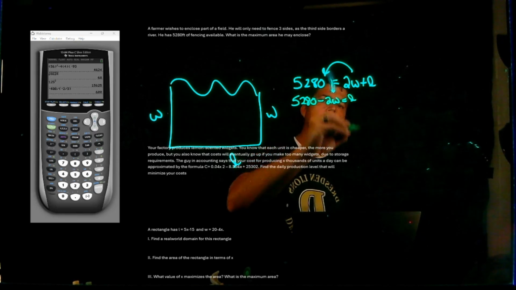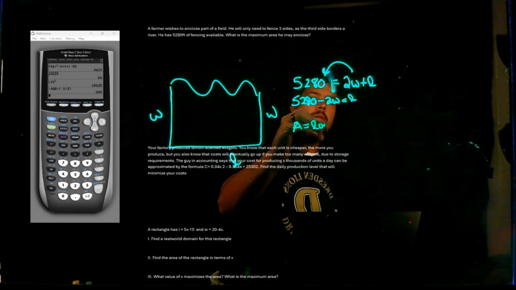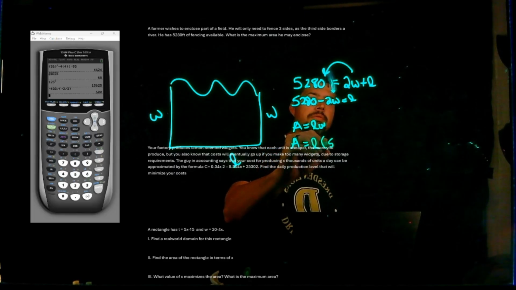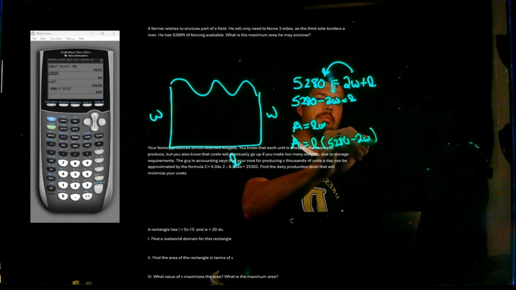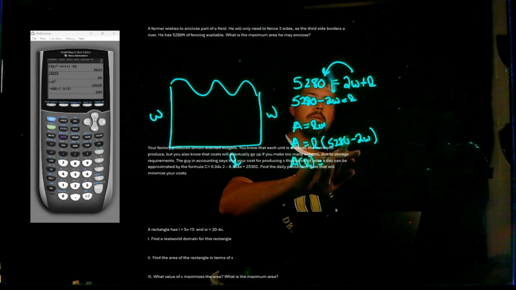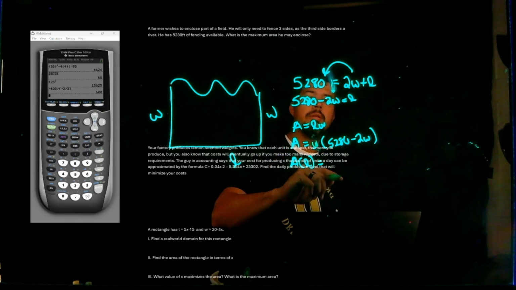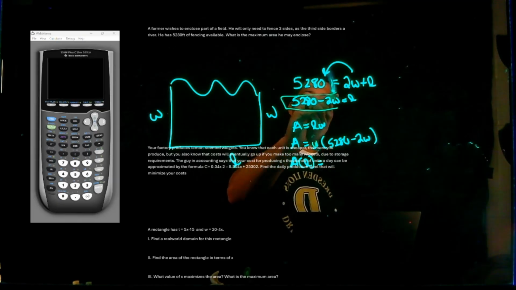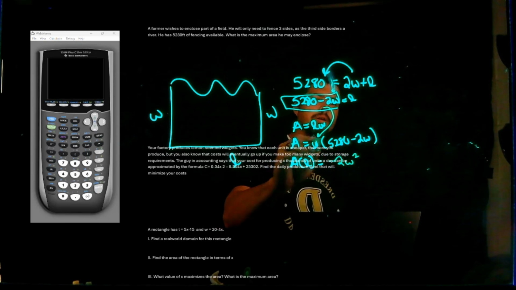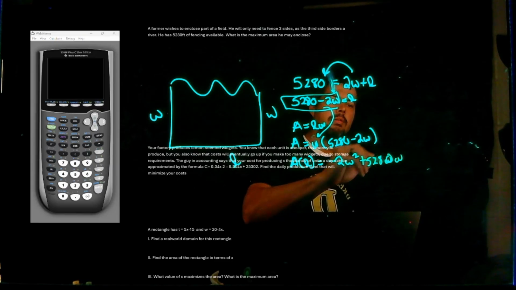But what do I know? Now again, the formula for the area of a rectangle is length times width. And we're just going to plug in. I've solved for L, so it's going to be L times 5280 minus 2W. So the area as a function of width is going to be, I replaced L, right? Negative 2W squared, distributive property, kids, plus 5280W.